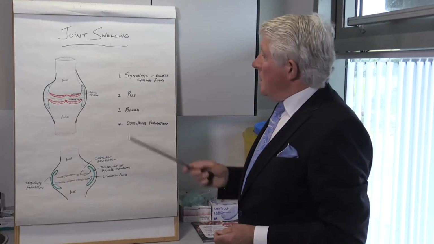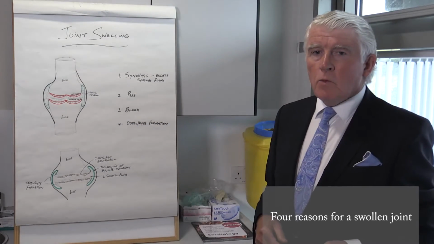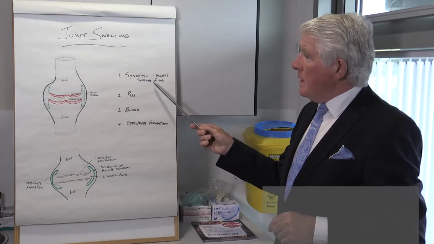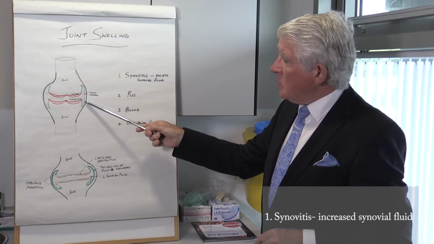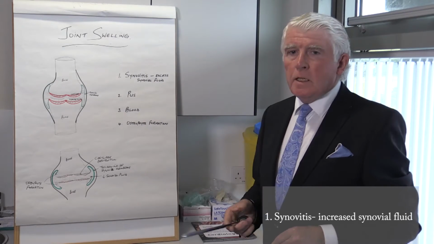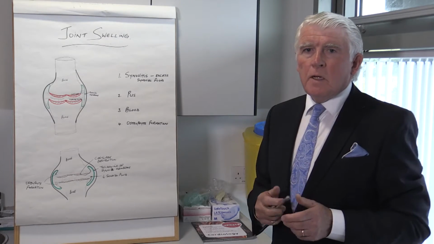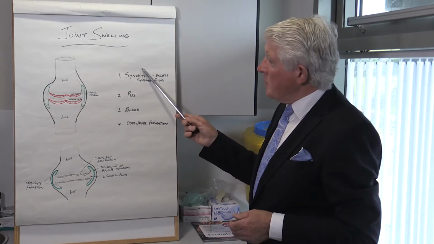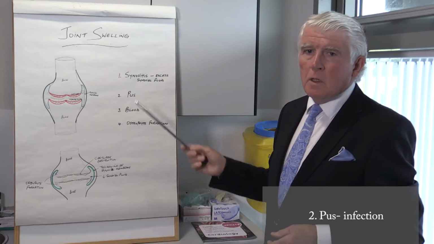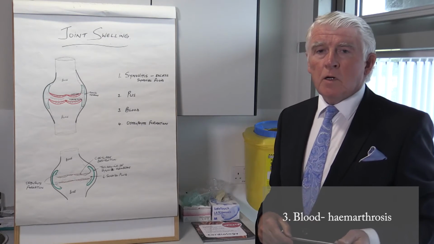Okay. Finally, a swollen joint is really only due to 4 reasons. Firstly, if you have synovitis or inflammation of the actual capsule, you get excess synovial fluid, leading to a swollen, sometimes tender, boggy swelling of the joint. The other reason why you can get a swollen joint is if you have pus in the joint. Thirdly, if there's blood, leading to hemarthrosis.